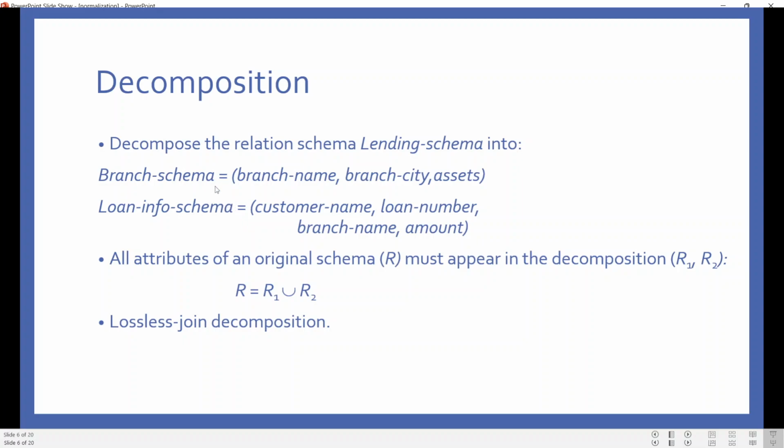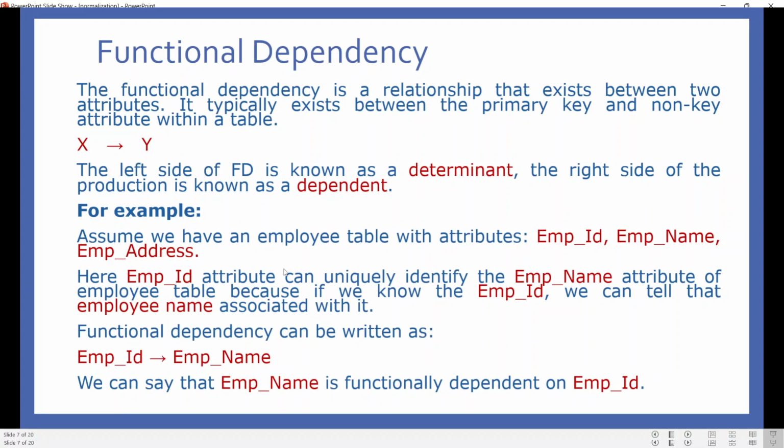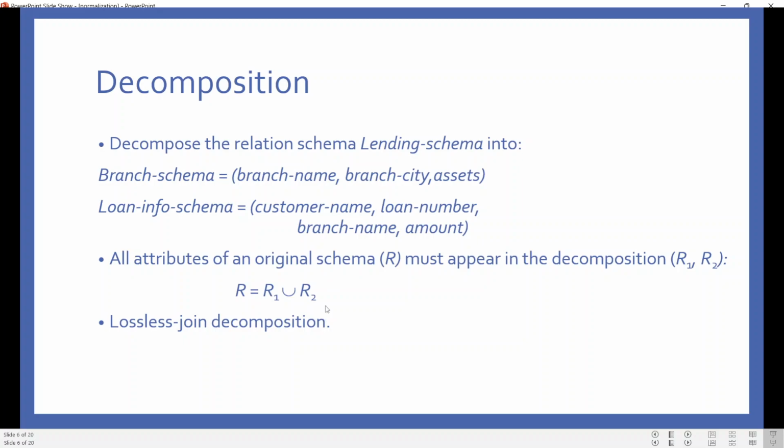When we decompose the main relation into smaller schemas, for example, this is R1, this is R2, and the original one is R, then all attributes of the original schema should be present when you take the union of these two new relations. So the original schema R must appear in the decomposition R1 and R2. That is, R should be R1 union R2. When you take the union of these two new relations, you should get the original relation. Then you can say that it is a lossless join decomposition.